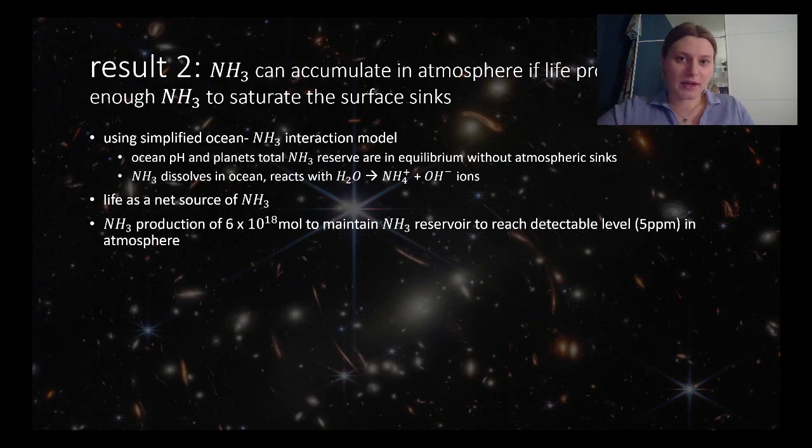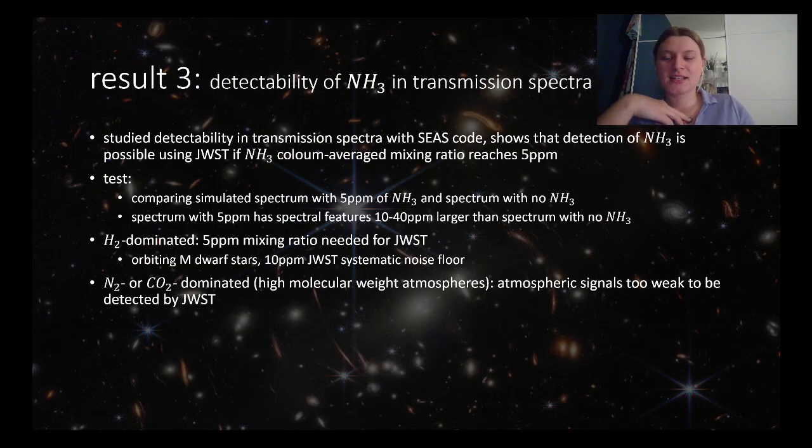Life is the net source of NH3. And the NH3 production needs to be 6 times 10 to the power of 18 mole to maintain the NH3 reservoir to reach a detectable level in the atmosphere on a planet where there are no sinks. And the detectable level has to be 5 parts per million, which I'll talk about in result number 3, why that is. Result number 3 is about the detectability of NH3 in transmission spectra.